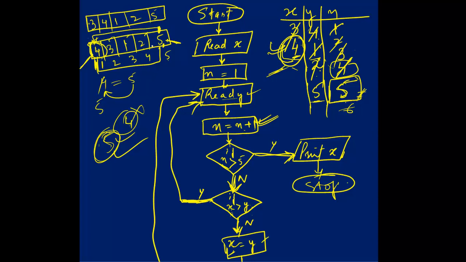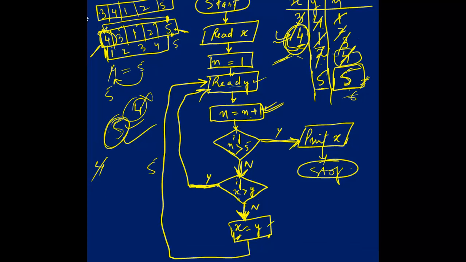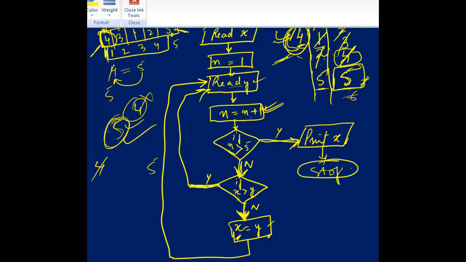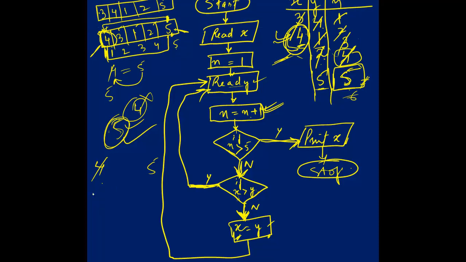So it will see that x is not greater than y. So what will I have to do? It will move towards this no part, and I have to replace the value of x with the value of y. So this 4 will get replaced with 5, and my new array will be like this. I have replaced this 4 with this 5, and the rest of the numbers will be like this: 3, 1, 2 and 5. Now this is my new array.